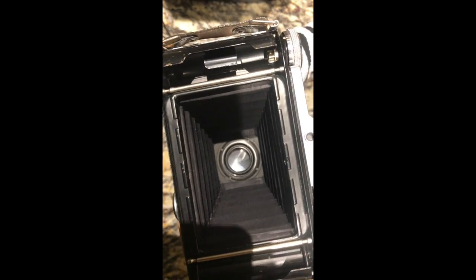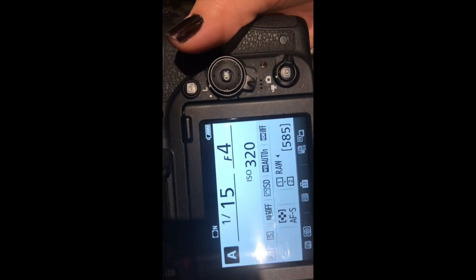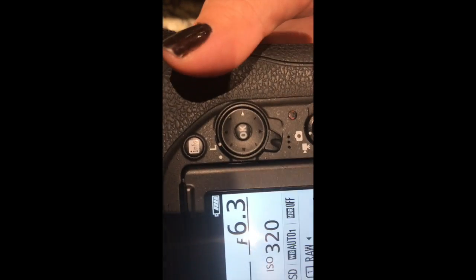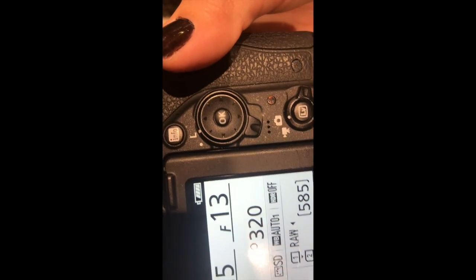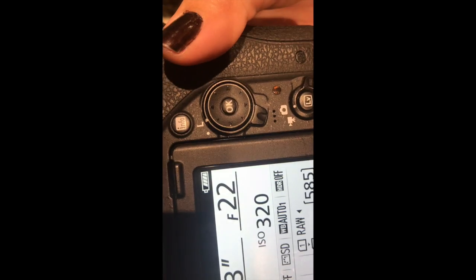The aperture is a hole in the lens that allows light in to hit the sensor. The numbers can range from 1.1 to 16 in most cameras. The higher the aperture number, the smaller the hole is. The lower the number, the bigger the hole is.